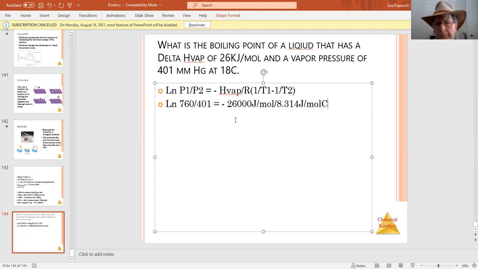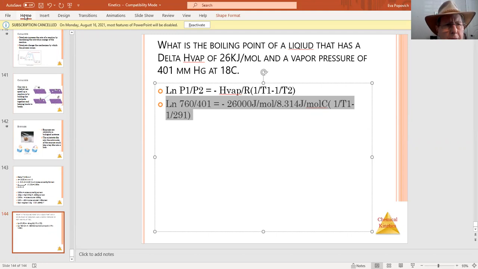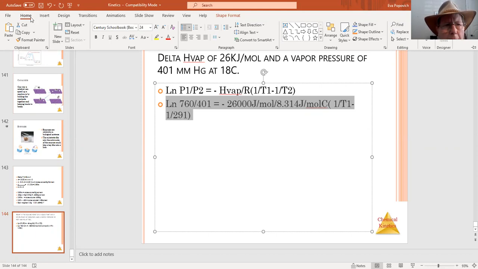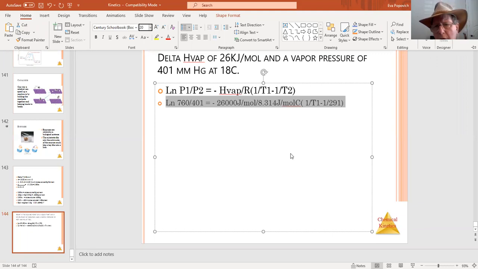That gets times... I've got to change my temperatures to Kelvin. I don't know what my first temperature is. Minus 1 over 18 and 273 would be 291. And I'm going to move this so it makes a little more sense. I want it to be on the same line. All right, does this make sense to you, Manuel?